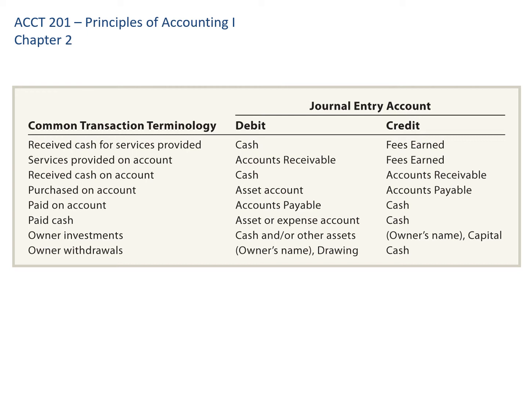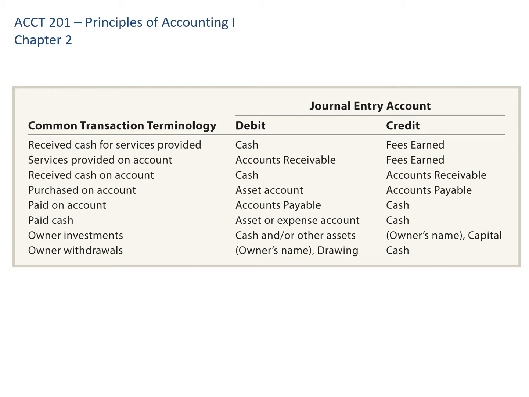When we purchase an asset on account, we'll increase the asset account. That could be supplies, like the example we showed earlier. And if it's on account, that means we're going to pay money later. So we increase the liability, accounts payable.